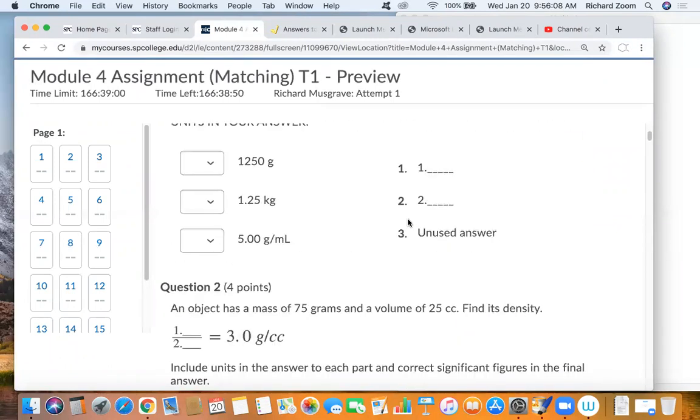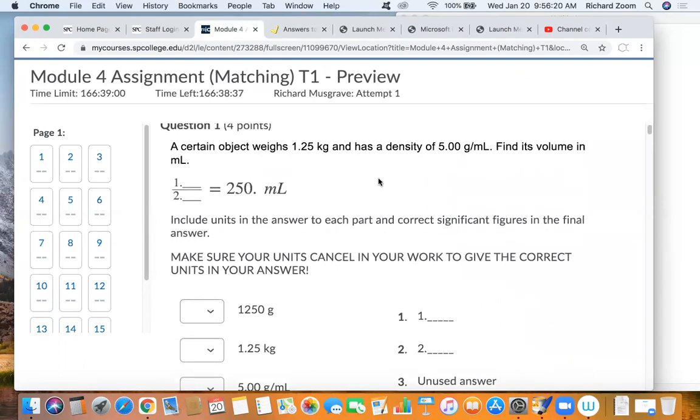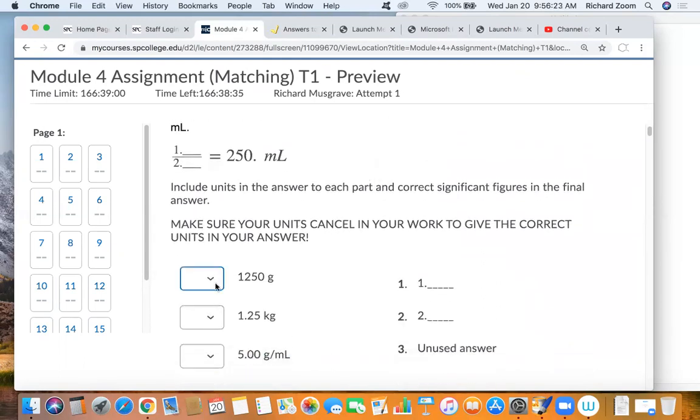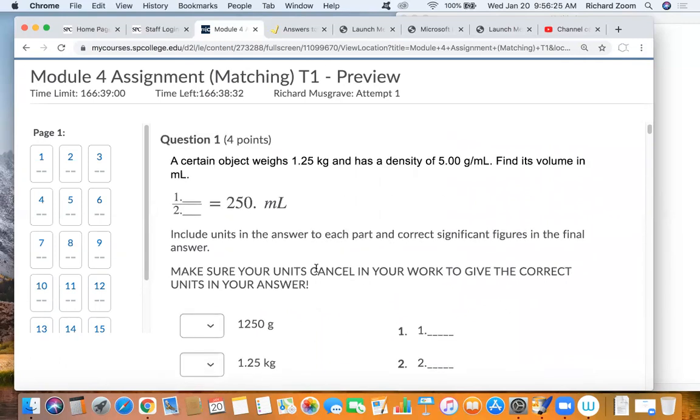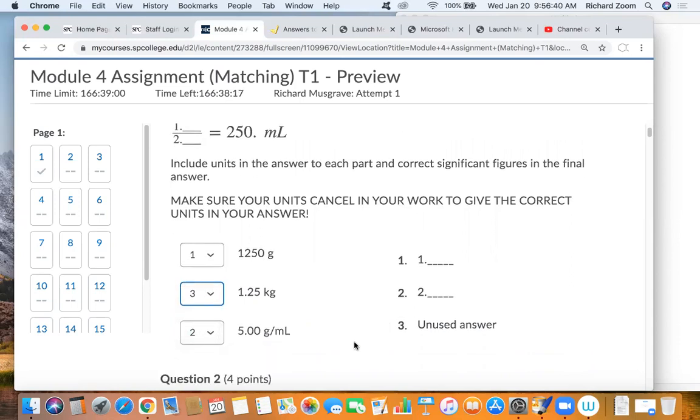Now, in this instance with my courses, it's not enough. If you don't use an answer, you actually have to put this in. So let's see what this one would be. So this was, it says 1.25 kilograms. That needs to be converted into grams. So we're talking about this being number 1, this being number 2, and this being number 3. So I have to put the 3 in there. I can't get away with not putting the 3 in there, even if I'm not using the answer.